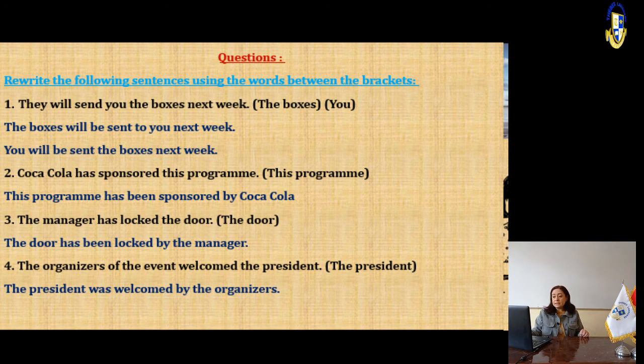Let's look at sentence 4. The organizers of the event welcomed the president. Begin with the president. Of course, in the exam, you won't be asked to change into passive, but I'm going to ask you only to begin with a word. You have to understand that I want you to change this active into passive. The president, because it's the object here, you can understand that it's passive voice. Why? Because I asked you to use this object. The president was welcomed by the organizers.